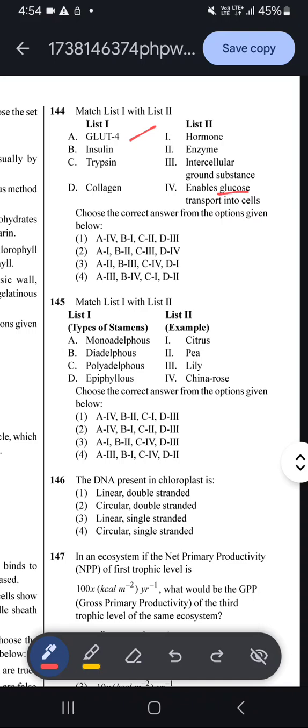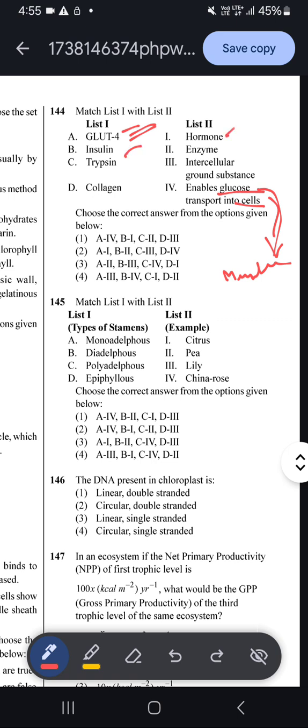It helps in transport of glucose into the cells. During exercise also, this glucose transporter helps in transport of glucose into the muscle cells. It also helps in transport of glucose into fat cells. Whenever there is an increase in blood glucose levels, this GLUT4 helps in transport into the cells.